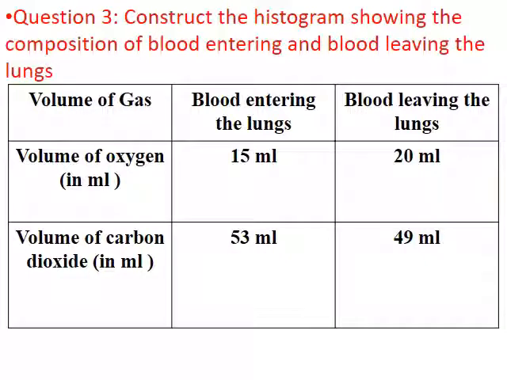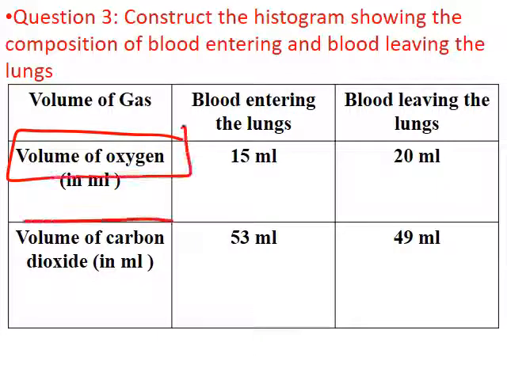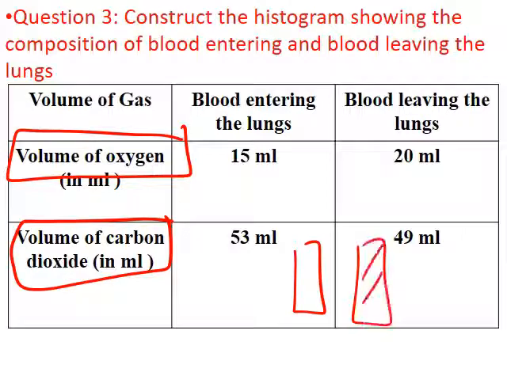Question number 3, construct a histogram showing the variation of the composition of the blood entering and blood leaving. So you have to talk here about the oxygen and about the carbon dioxide. For example, this is blood entering and this one is for blood leaving, and so on.